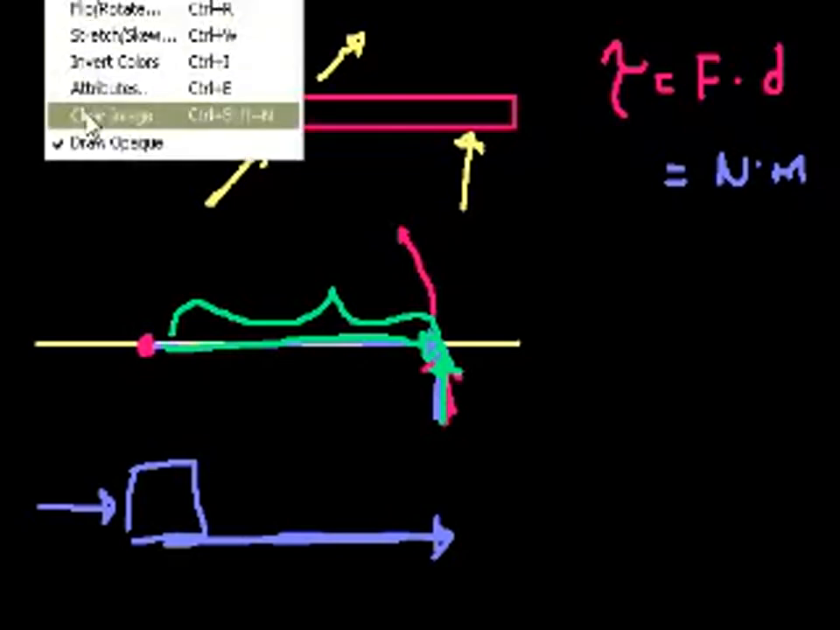Hopefully I've given you a little bit of intuition. So let's say I had this ruler, and let's say that this is its pivot point right here.